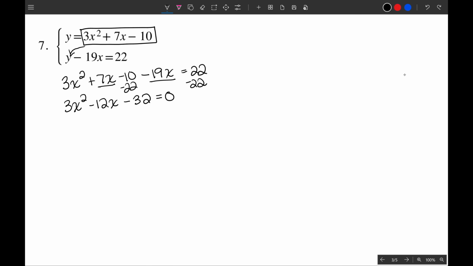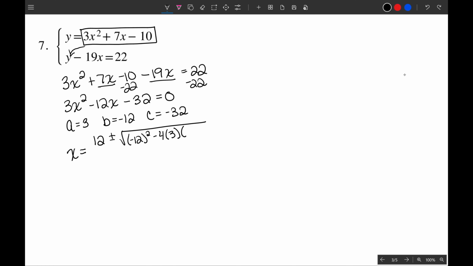All right, these don't all divide by a number, and what you will find when you try to do the illegal movement factor is this one is not factorable. So in order to solve, you have to either complete the square or use the quadratic formula. I'm going to use the quadratic formula. So A is 3, B is negative 12, and C is negative 32. So we have x equals negative b, but b is already negative, so this is 12, plus or minus the square root of negative 12 squared minus 4 times a is 3 times c is negative 32 all over 2 times 3.